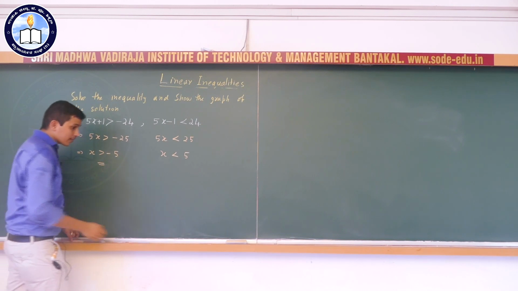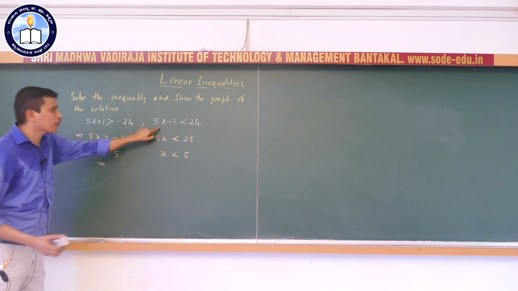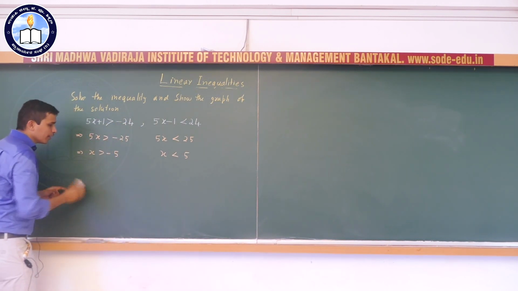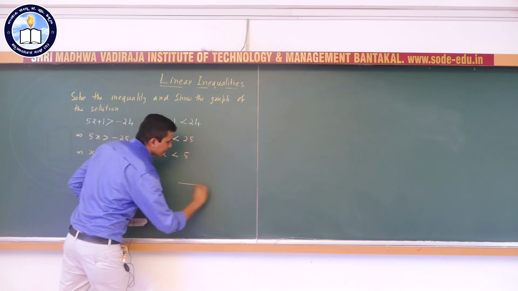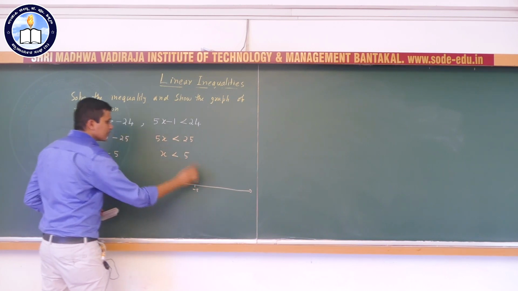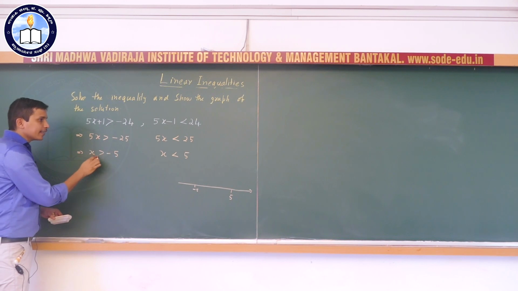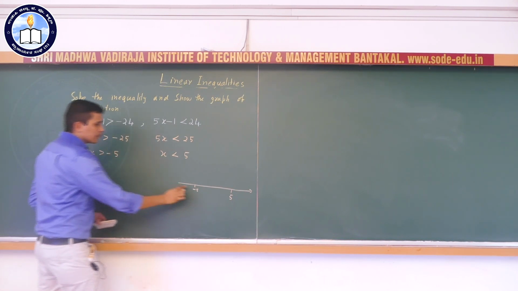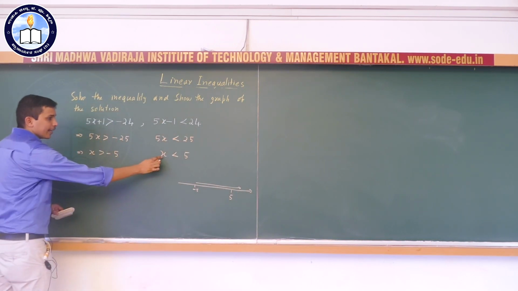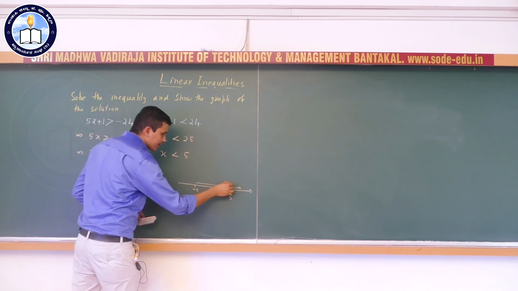So as I told, I need to get the solution which satisfies both the inequalities, same question, not a separate question. So in your number line, if you see, minus 5 comes here, and plus 5 is here. x must be greater than minus 5, this side. And here it says x must be less than 5, this side.